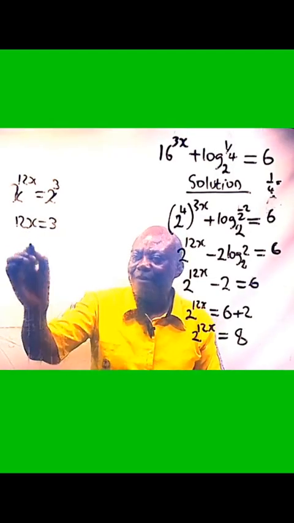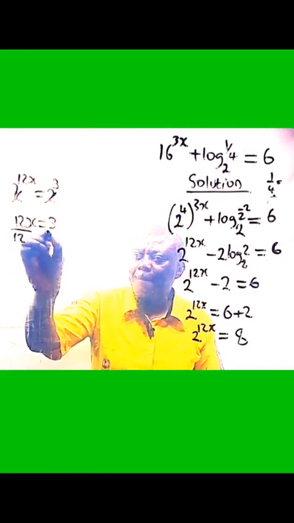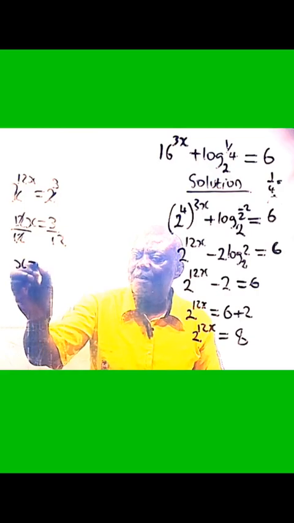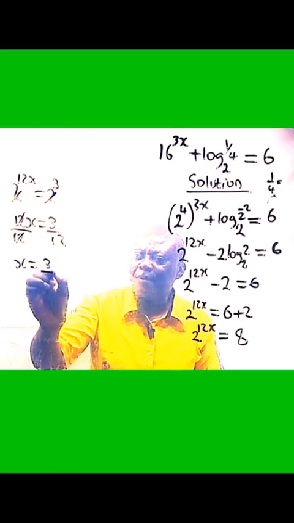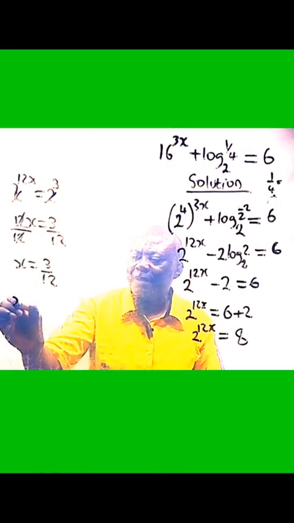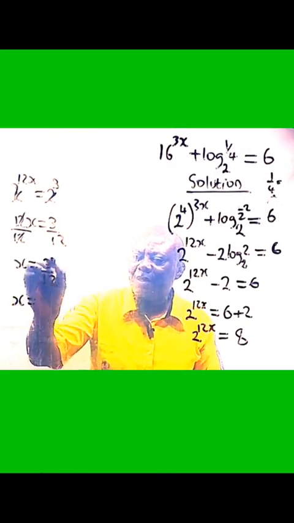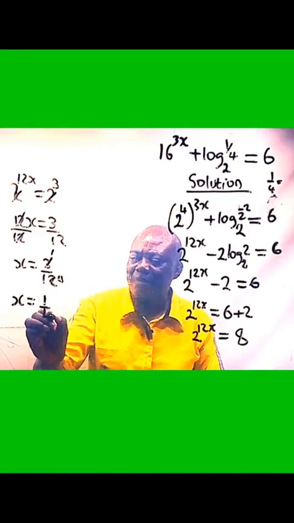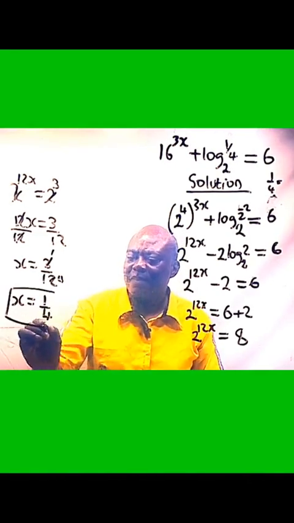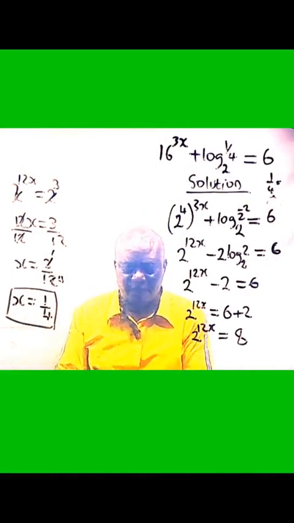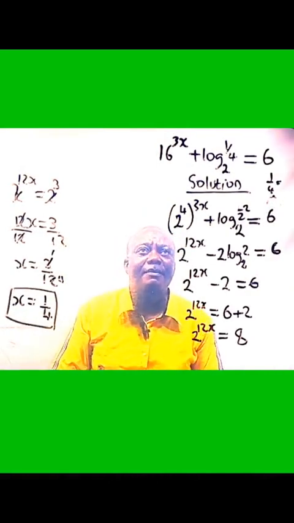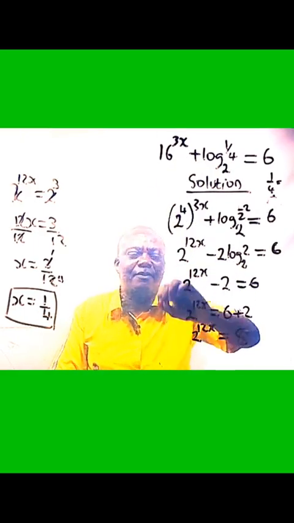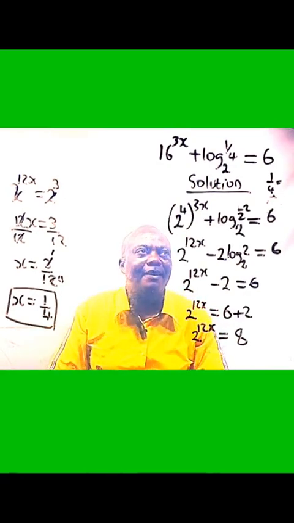And to solve for x, divide both sides by 12. So x will be equal to 3 over 12. So x will be equal to 1 over 4, and that is the final answer. You can verify it by putting 1 over 4 here and solving. Of course, you're going to get 6.